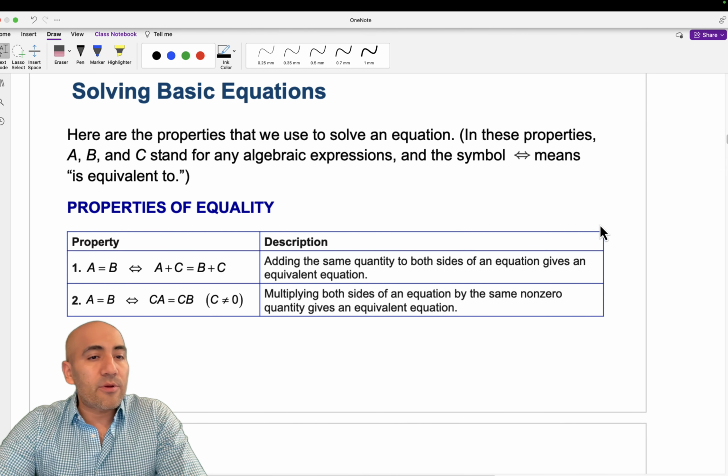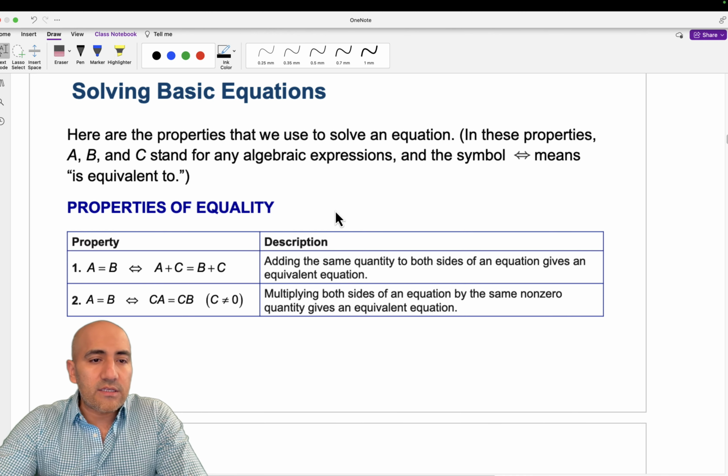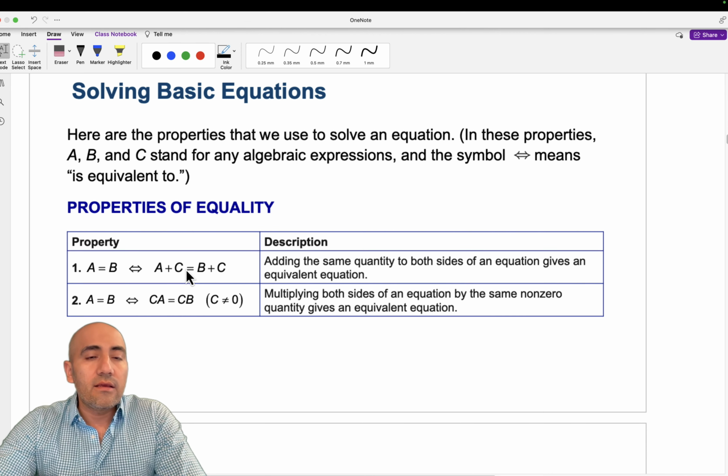In these properties, A, B, and C stand for algebraic expressions, and the symbol, this little double-sided arrow, means is equivalent to. Okay, so for instance, we have that if A is equal to B, then it's equivalent to A plus C equals B plus C. So essentially what we've done here is we've added a C to both sides. You're allowed to add the same quantity to both sides of an equal sign.